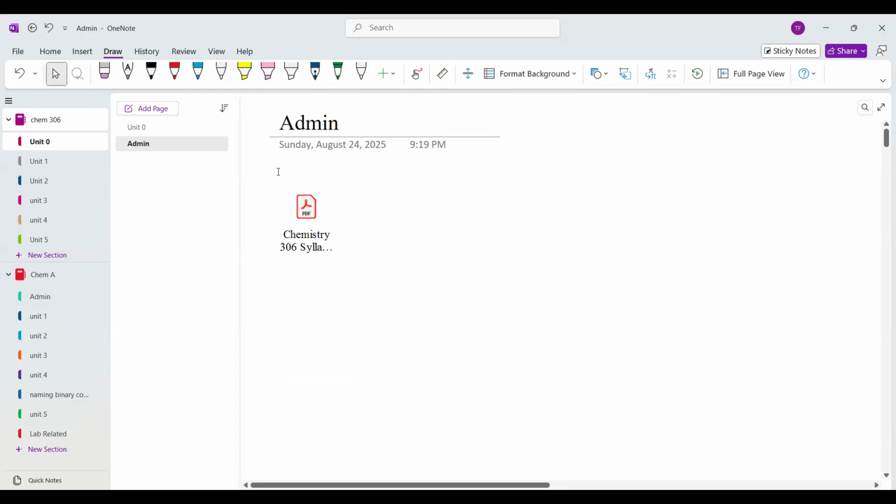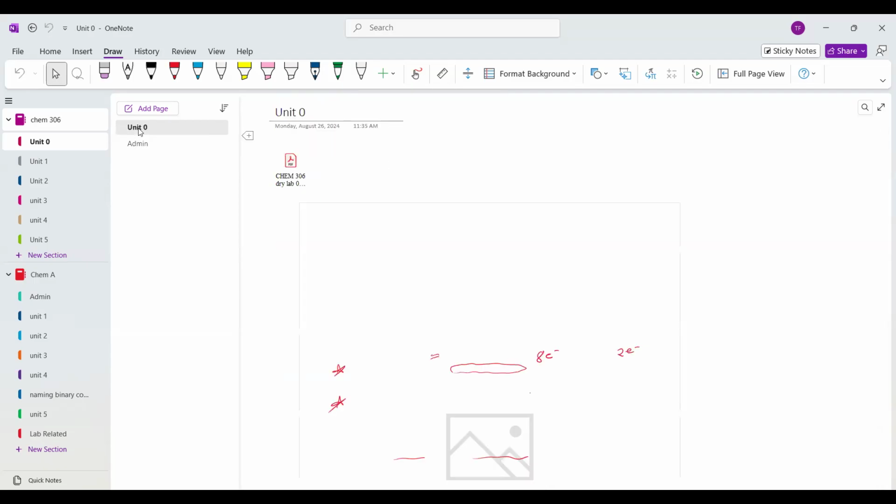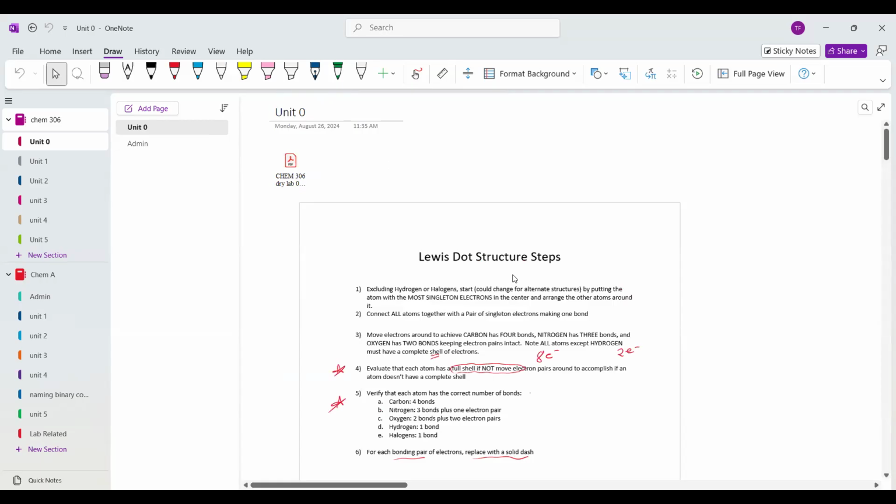Okay, all right, I'm going to go ahead and start on this review from 305. As I said before, you're going to be drawing structures starting today for the rest of the semester.